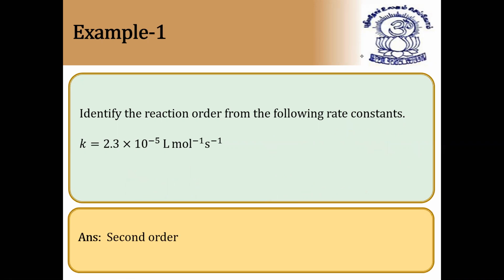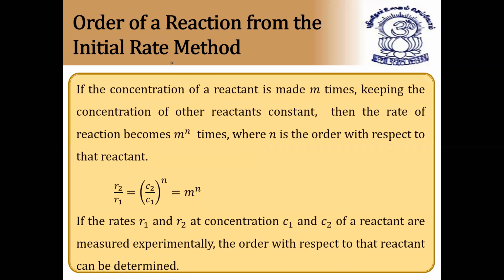Next concept: order of reaction from initial rate method. Very, very important. If the concentration of the reactant is made m times, keeping the concentration of other reactants constant, then the rate of reaction becomes m to the power of n times, where n is the order with respect to the reactant. So R2 by R1 is equal to C2 by C1 whole to the power of n, that is m to the power of n. This formula is very, very important.